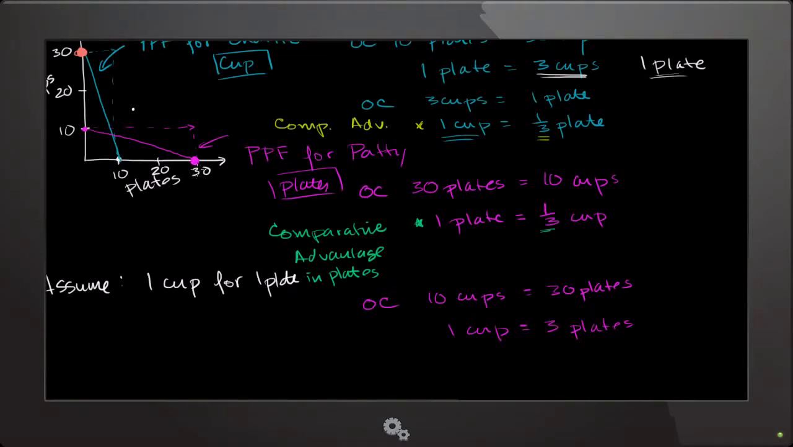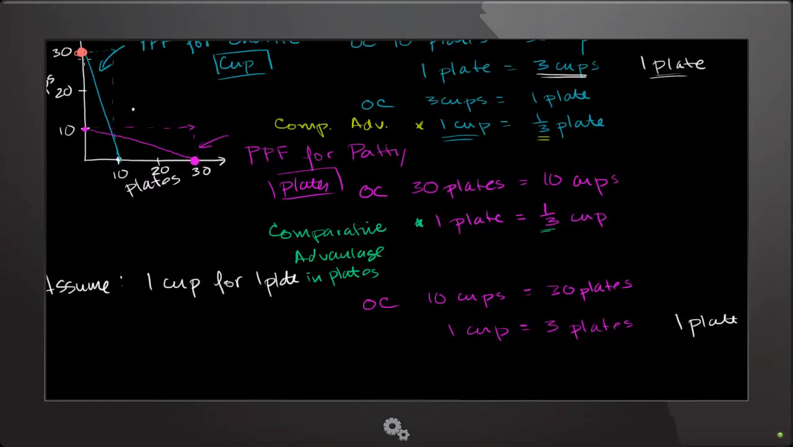And the same thing for Patty. She has all of these plates, but if she wants a cup left to her by herself, she would have to spend 3 plates to do it. She would have to give up 3 plates. But now in the market, she would only have to give up 1 plate. So this is a good deal. This is lower than her opportunity cost, so she'll want to transact.